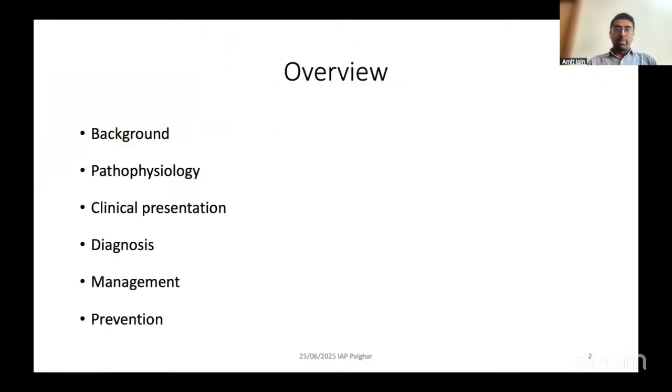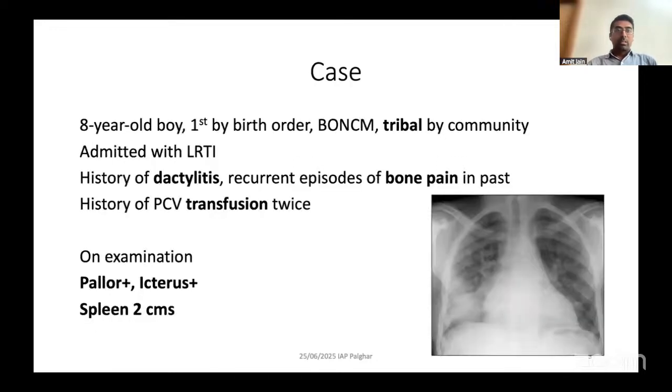I'll cover a brief background, followed by pathophysiology, presentation, diagnosis, management, and prevention of sickle cell anemia. We'll start with a case of an 8-year-old boy who was born of a non-consanguineous marriage, tribal by community, and was admitted with LRTI. There was a history of dactylitis at near infantile age, followed by recurrent episodes of pain in the past. There was a history of transfusion twice in the past, and on examination, the child has pallor and icterus with spleen of 2 centimeters, and currently he has been admitted with LRTI with a patch on the right side of the chest.